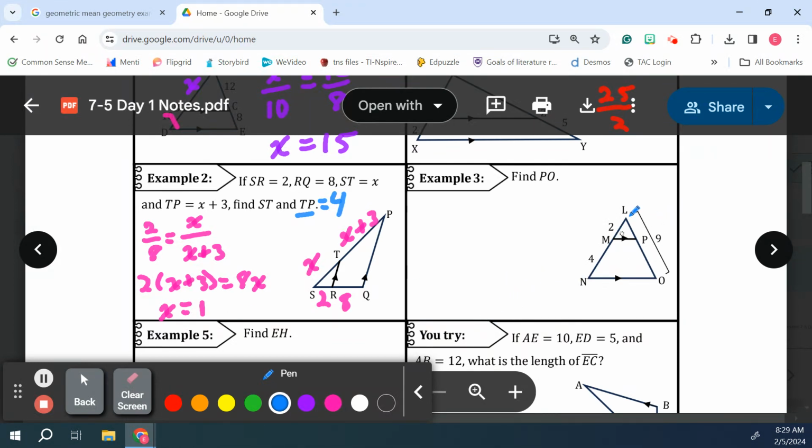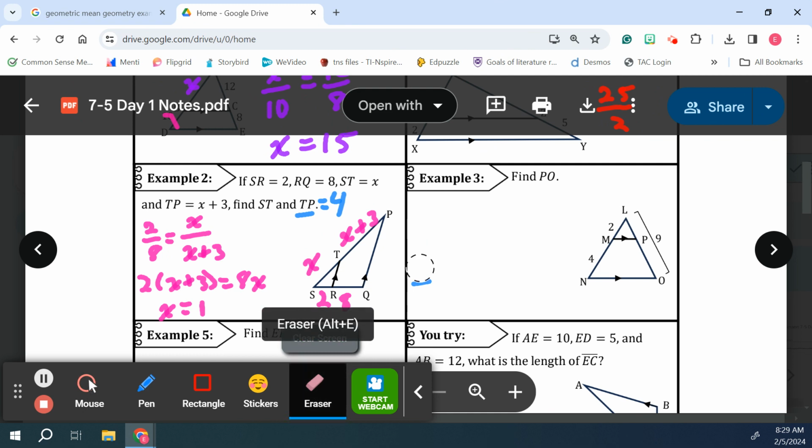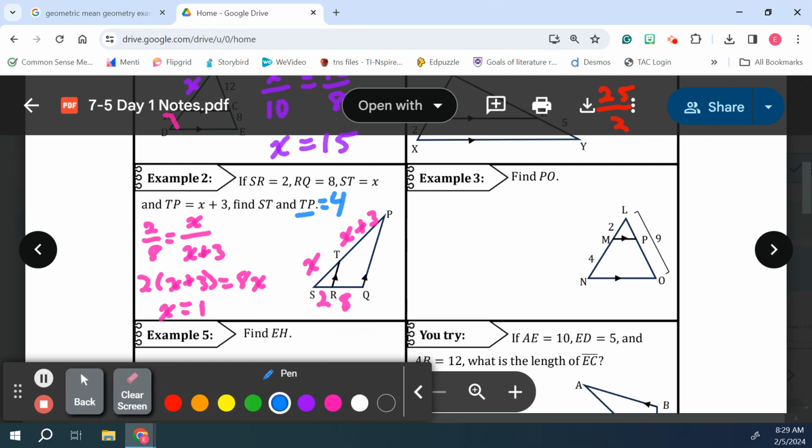All right, PO. Now in this case, we have LM and MN. So that's real easy to set up. So I'm definitely going to have 2 over 4. But I'm setting that equal to, well, we only have this whole thing, but we need the parts. How are we going to find the parts? Someone tell me. Well, they want us to find PO, so I'm going to mark that with an X. What does that mean for LP? Yep, or X minus 9, right?